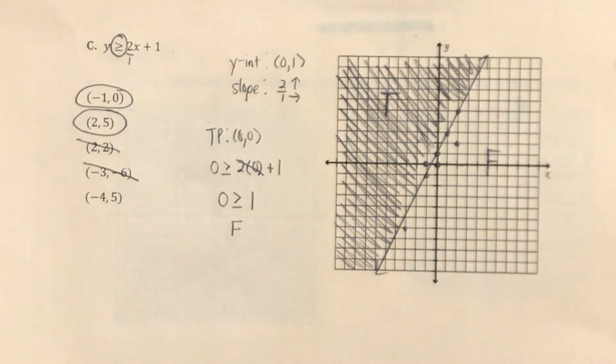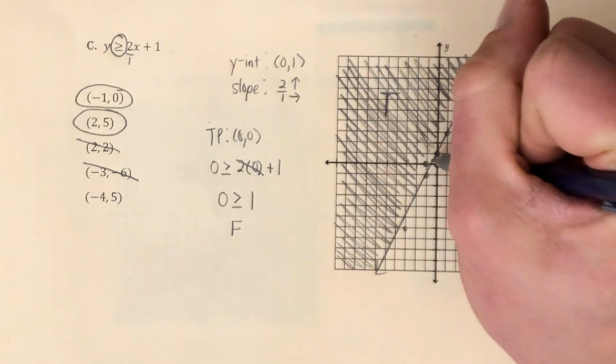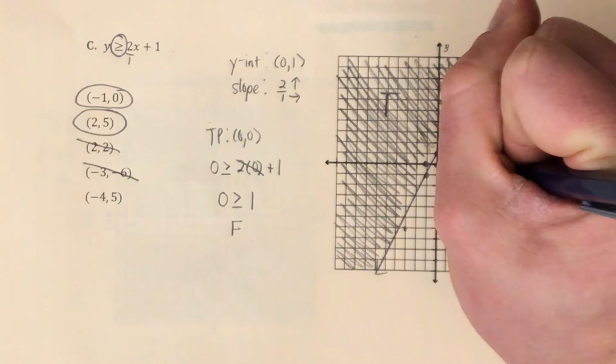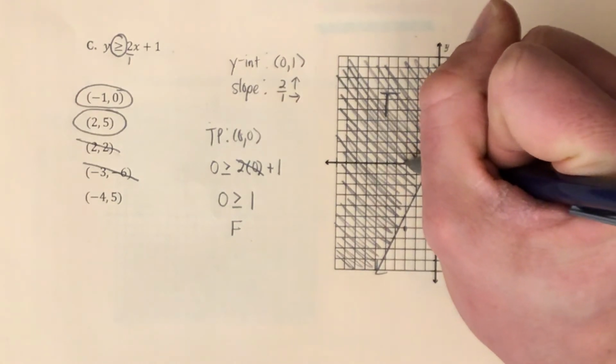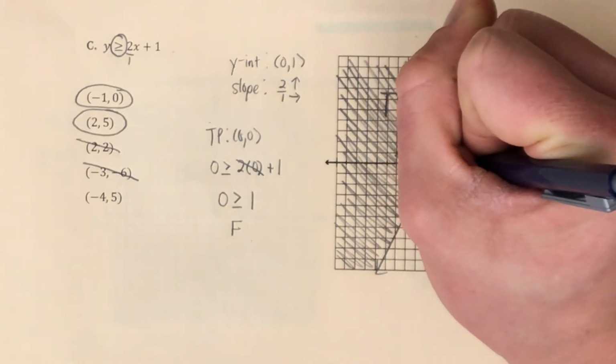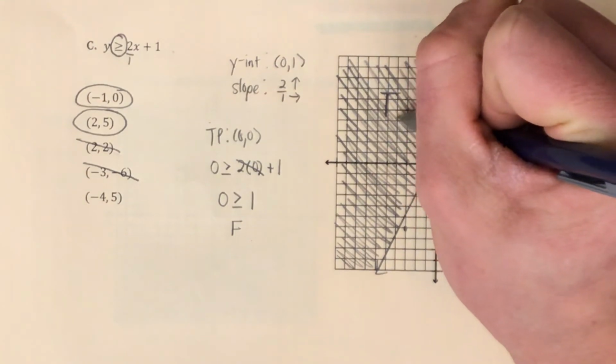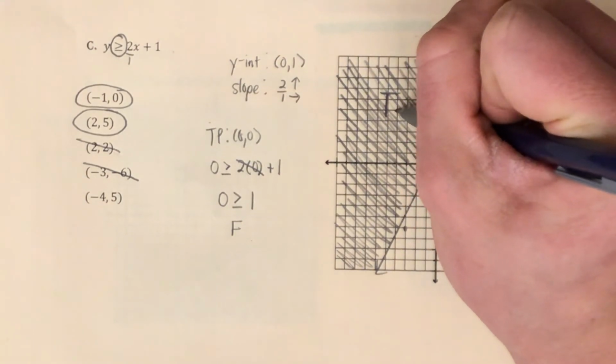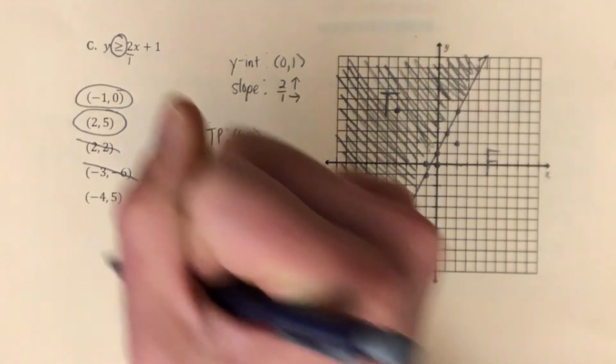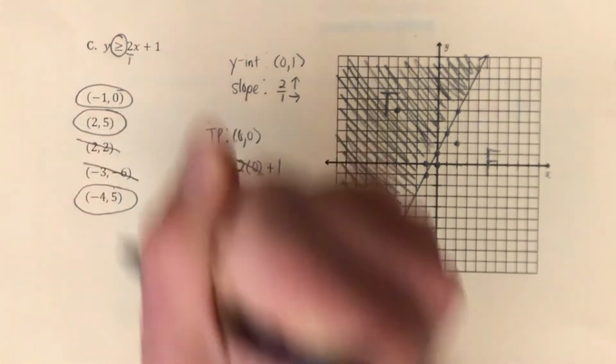And so the next thing we need to check, -4, 5. So back to the origin, go left 1, 2, 3, 4, up 1, 2, 3, 4, 5. It falls in the shaded region, so it is a solution.